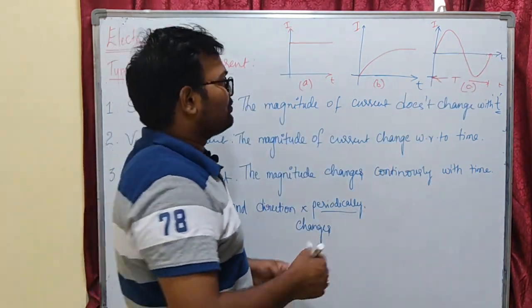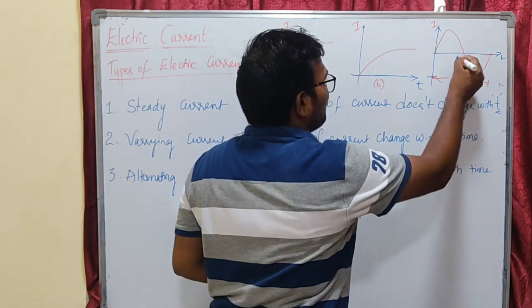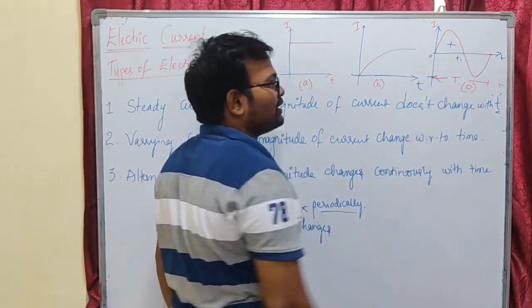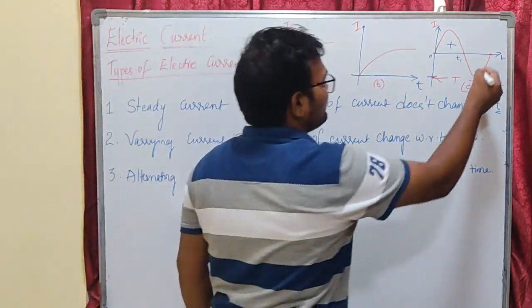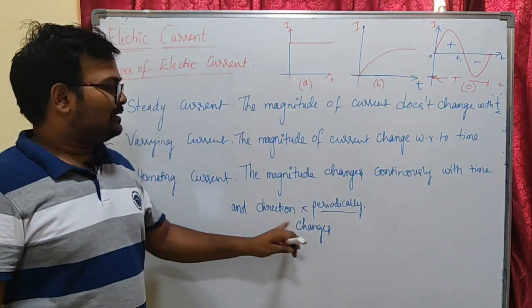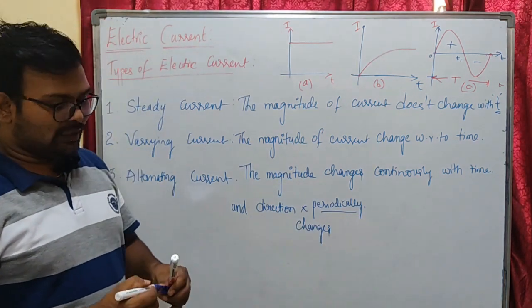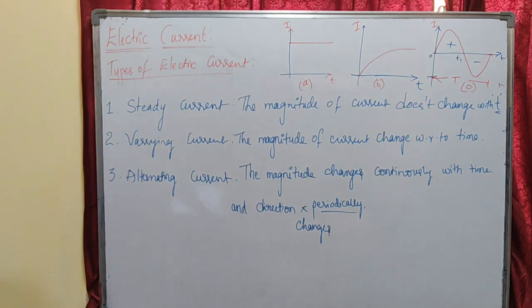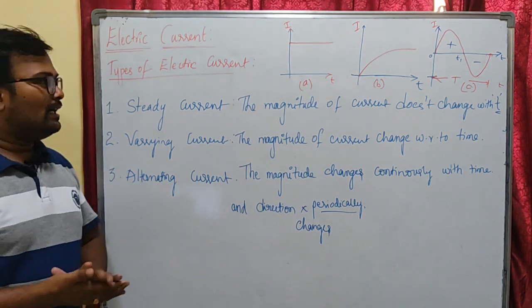Initially, when time is t1, from 0 to t1 it is positive direction, and between t1 to t2 it is negative direction. That means the magnitude is changing continuously with time and direction changes periodically. So this is about alternating current. So these three are the types of currents. I hope you understand the types of currents and what is current.